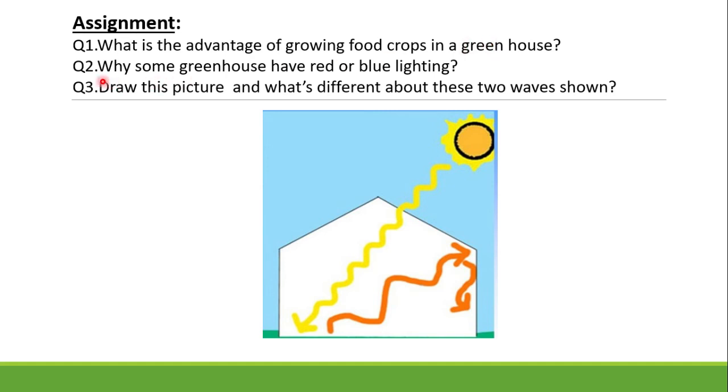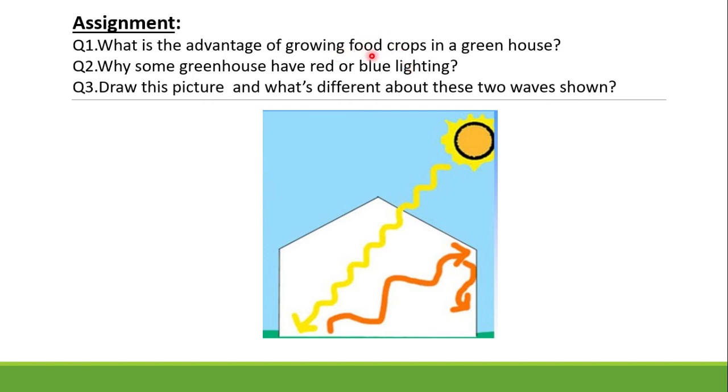Summarized answer. Question number 2. Why do some greenhouses use red or blue lighting? We have discussed that greenhouses use red and blue light because in the photosynthesis process, the light is absorbed by the chlorophyll pigment. So it absorbs the red and blue light.